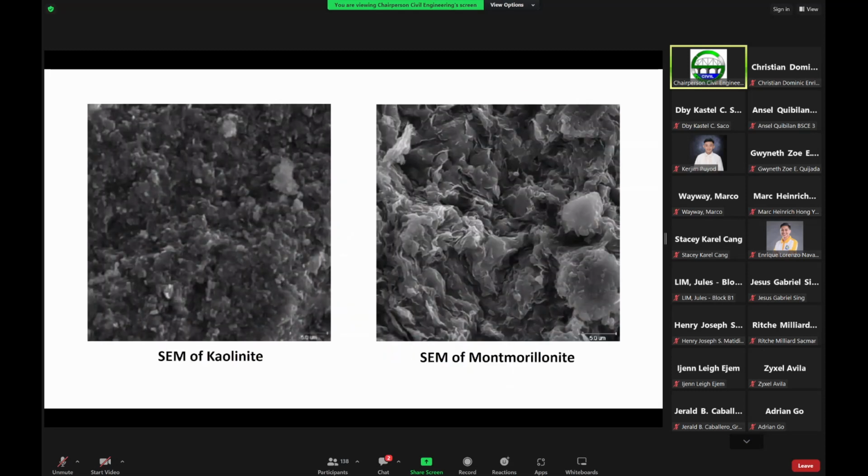Now, here we see some scanning electron micrograph photos of kaolinite as well as montmorillonite. You can see the differences, they are quite different. That's why in the field of practice, if we have a clay mineral, we can probably identify it through these results from the SEM.